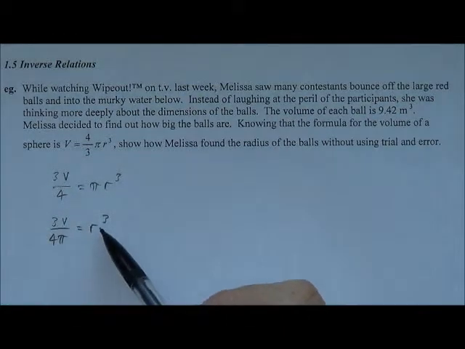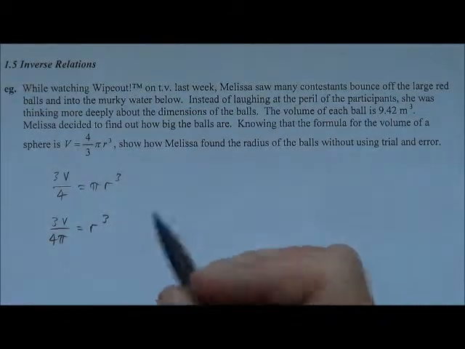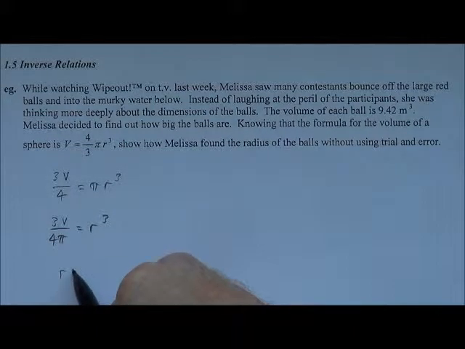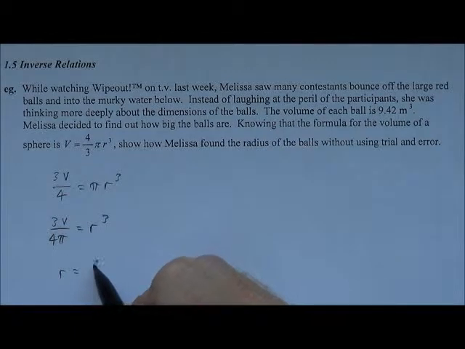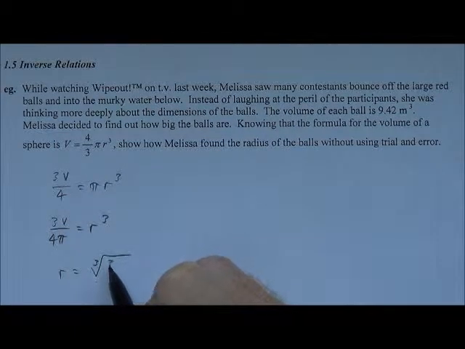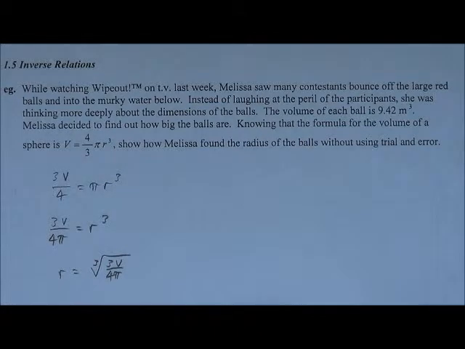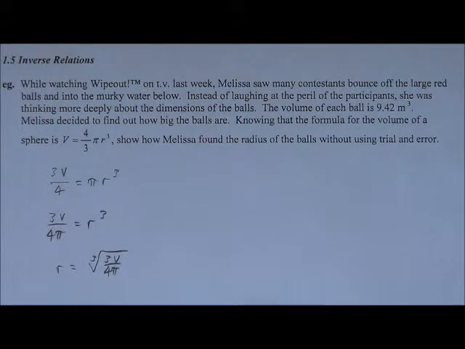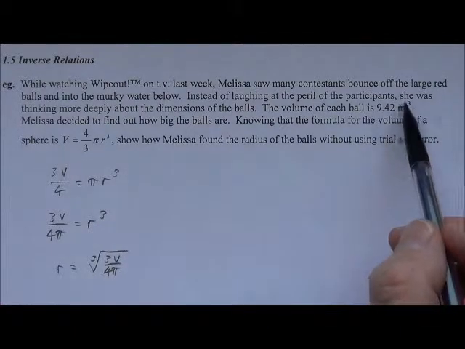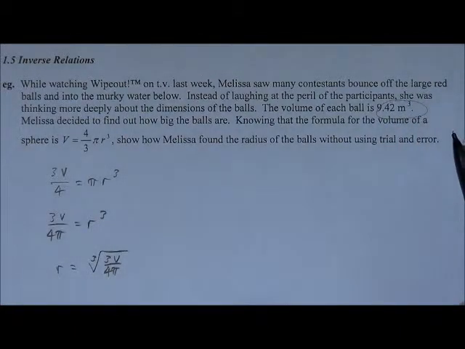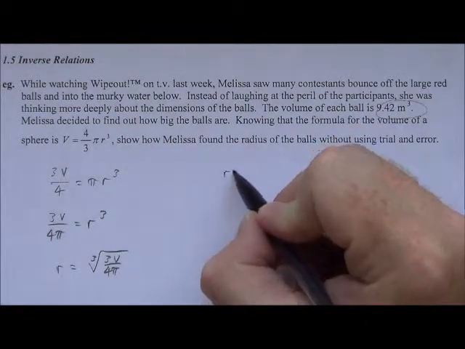And then you want to find r. I'm going to turn this around and take the cube root of both sides. So we get r equals the cube root of 3V over 4 pi. Okay? And then to find the actual radius, all we have to do is substitute in 9.42 for the volume there. Okay, so let's do that.